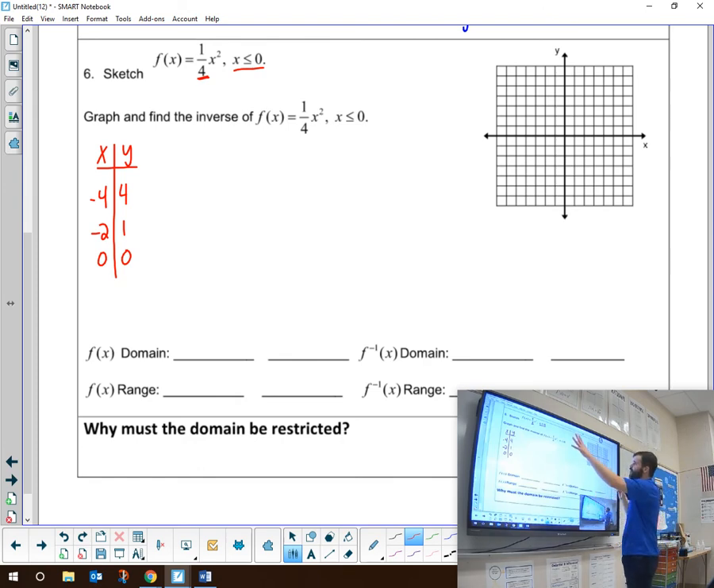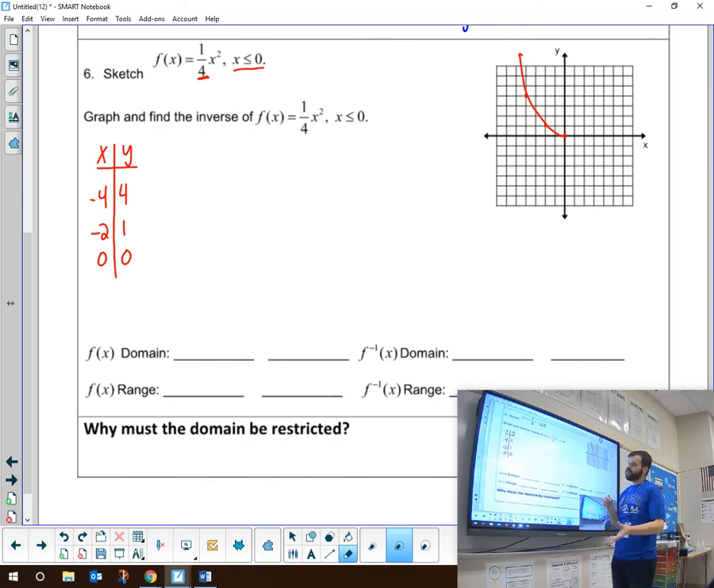So let's put all these points on here. We're going to have a point at (0, 0), a point at (-2, 1), and a point at (-4, 4). This is going to be a sloping quadratic, and it's everything less than. Our other side would be over here, but we're not going to graph that other side. We only care about the less than side.